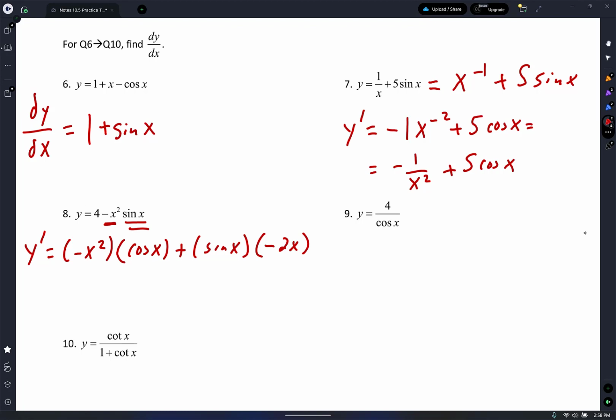I would just make it pretty. Chavez, how do you make it pretty? Like this: negative x squared cosine x minus 2x sine x. Leave it alone.